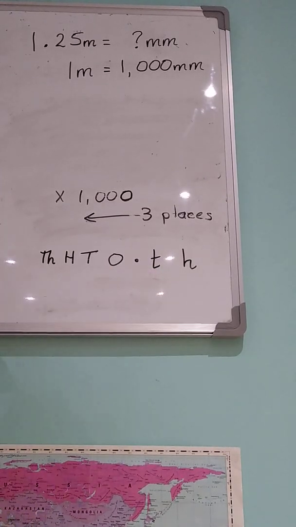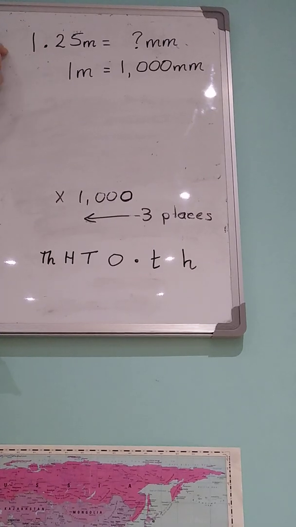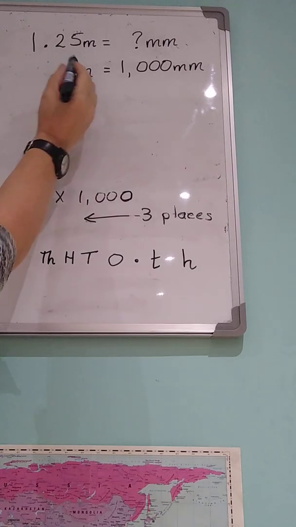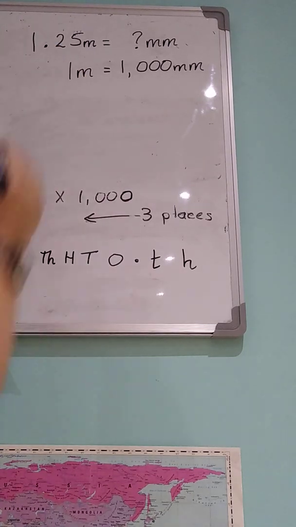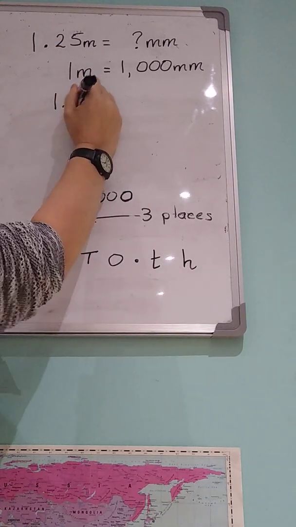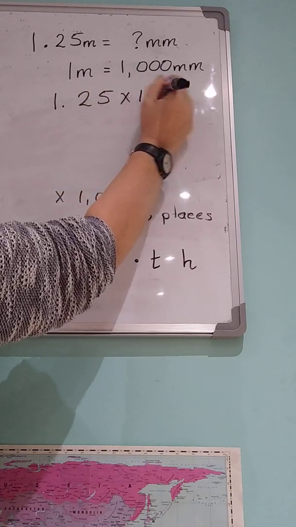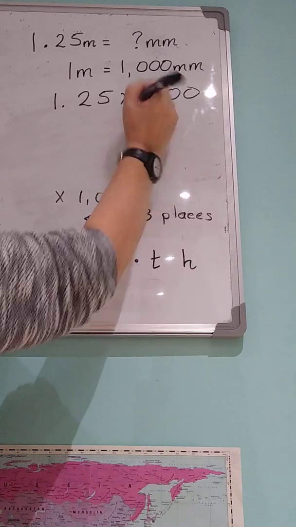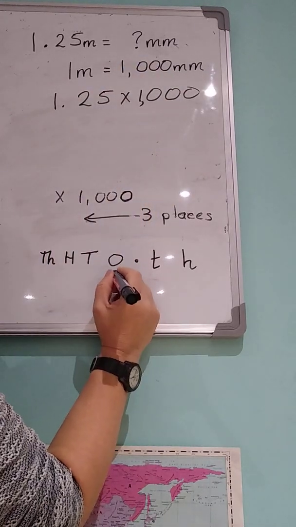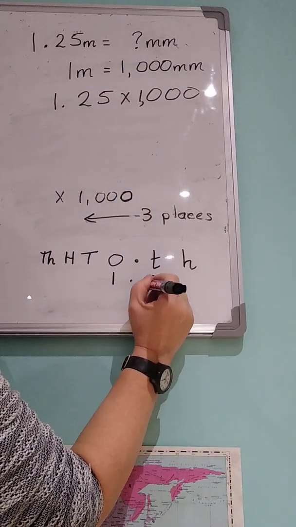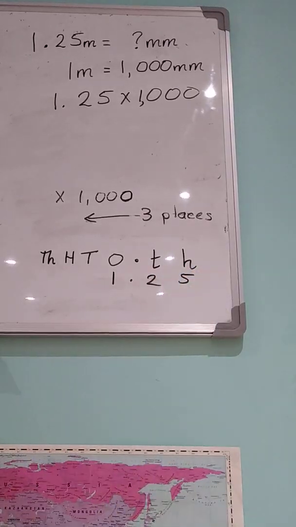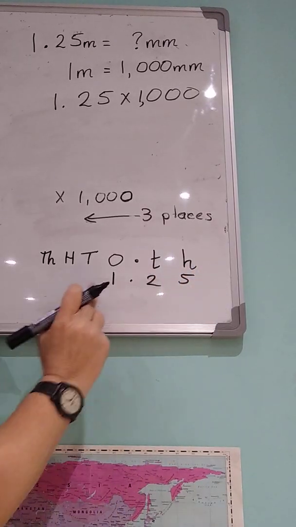Let's go back to the question then that was in the mental maths. 1.25 metres. How many millimetres is it? We know that we have to multiply by 1,000. So the question we're asking is, what is 1.25 times 1,000? And we can use our place value chart, 1.25. And we move all the digits 3 places to the left.